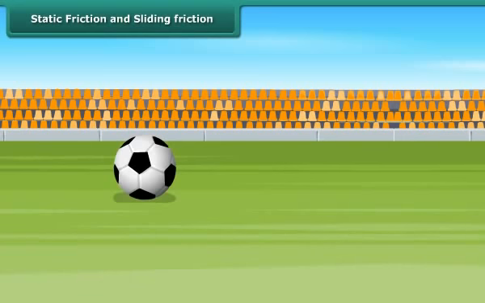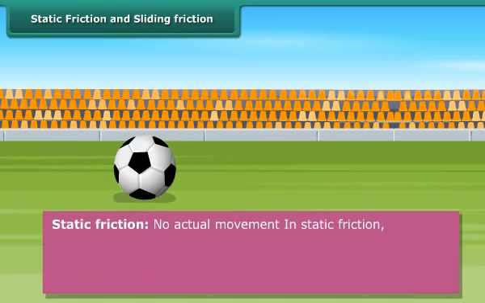The ball on the ground is at rest at this point. Static friction is acting on it. The frictional force that exists between two surfaces so long as they are relatively at rest when an external force acts is called static friction. There is no actual movement of the body in static friction. In static friction, the force of static friction is equal to the applied force.